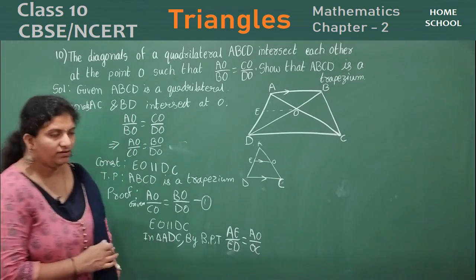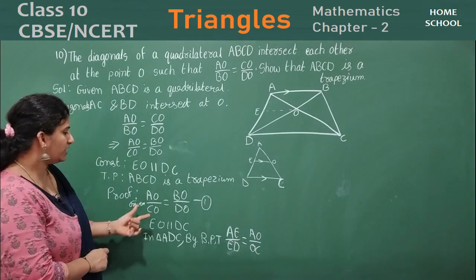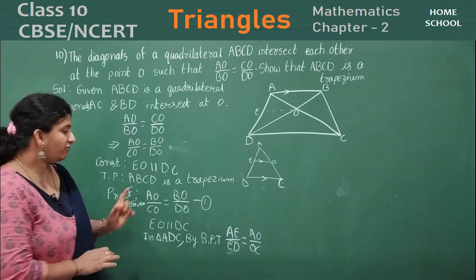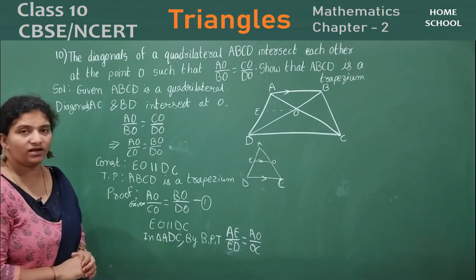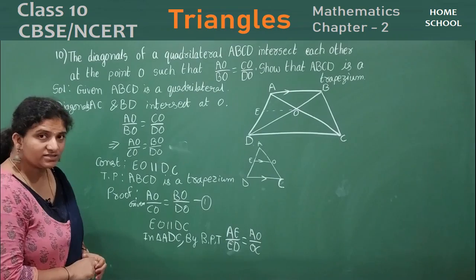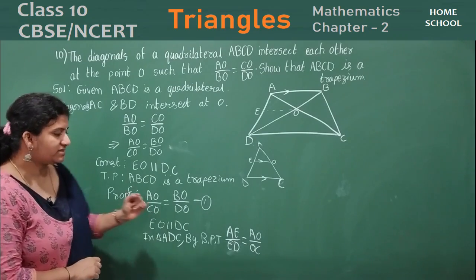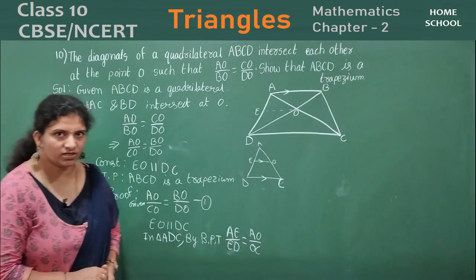So now try to compare here, children. Try to compare here carefully. Is any ratio looking similar? Yes. What is that ratio? AO by CO. AO by CO is common.